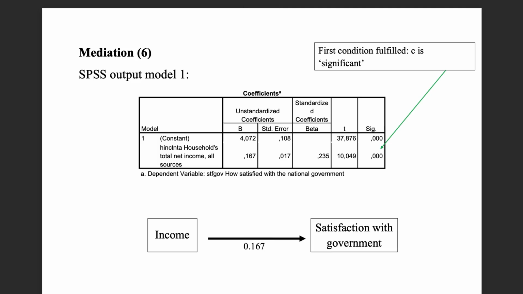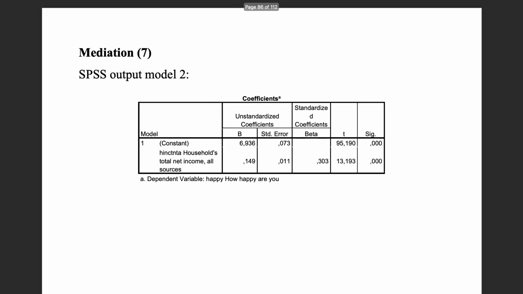So I already know what the simple relationship looks like. I know that the effect of income on satisfaction with government is given by this regression coefficient of 0.167. Great. Now, of course, I also need to know, well, what is the effect of income on happiness? There is this nice variable in the European Social Survey that asks people how happy they are, I think on a scale from 1 to 5, where a higher value indicates more happiness. And then I just took that as a dependent variable.